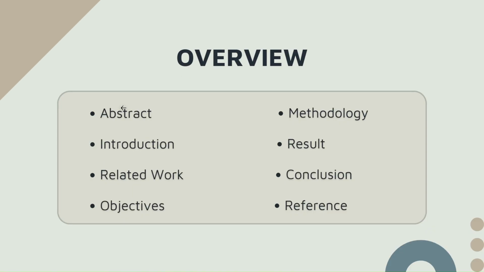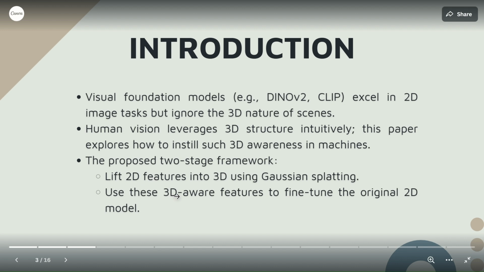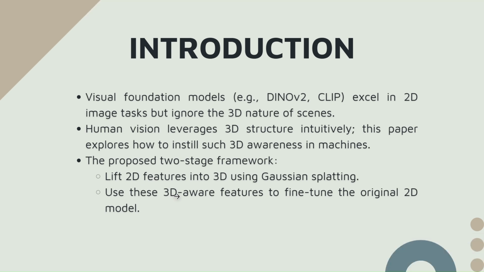So we are going to talk about the introduction to the paper, abstract idea, related work, objectives, methodology, results, conclusion, and references. So let's get started with the introduction of this paper. And what is the problem it is trying to solve? The main crux of this paper is how integrating 3D understanding into 2D models can enhance their performance in various computer vision tasks. So let's start by understanding the core motivation.